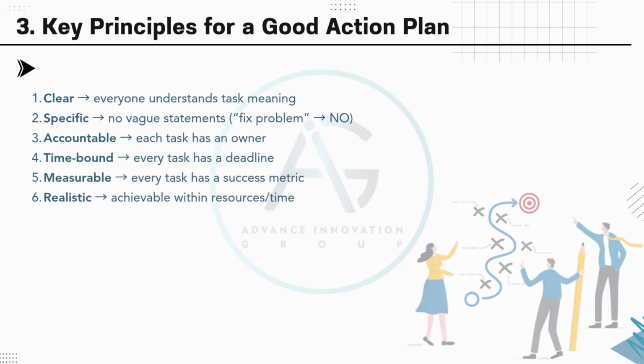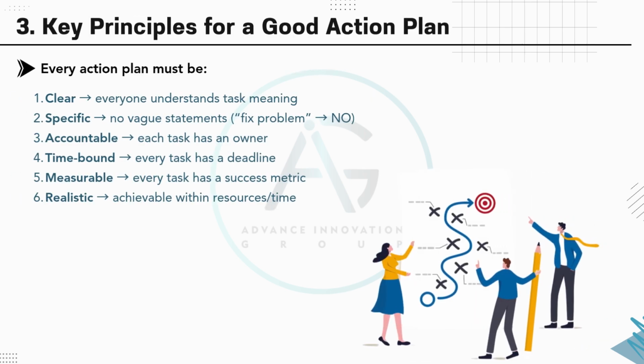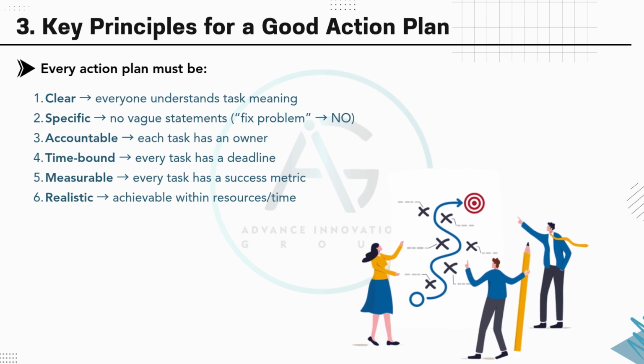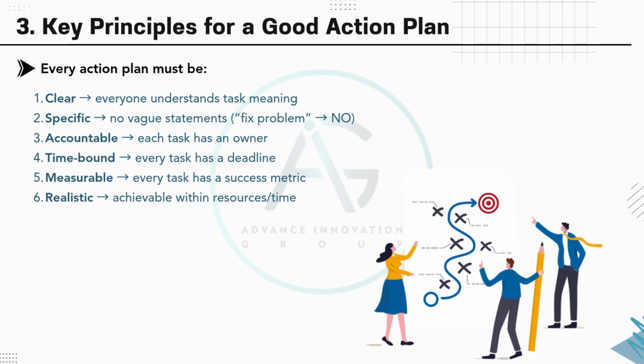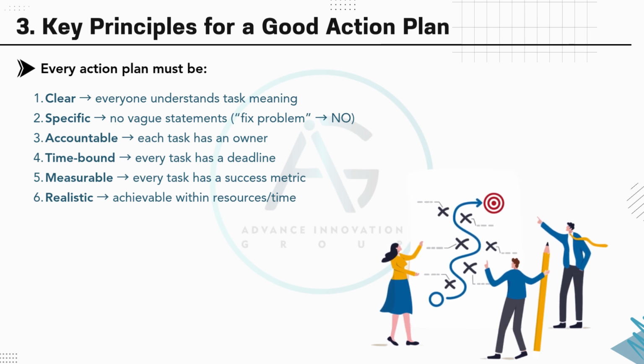A strong action plan should follow 6 key principles. It must be clear and specific, so there's no confusion, accountable with task ownership, time-bound with deadlines, measurable with success criteria, and realistic, meaning it's doable within the available time and resources.